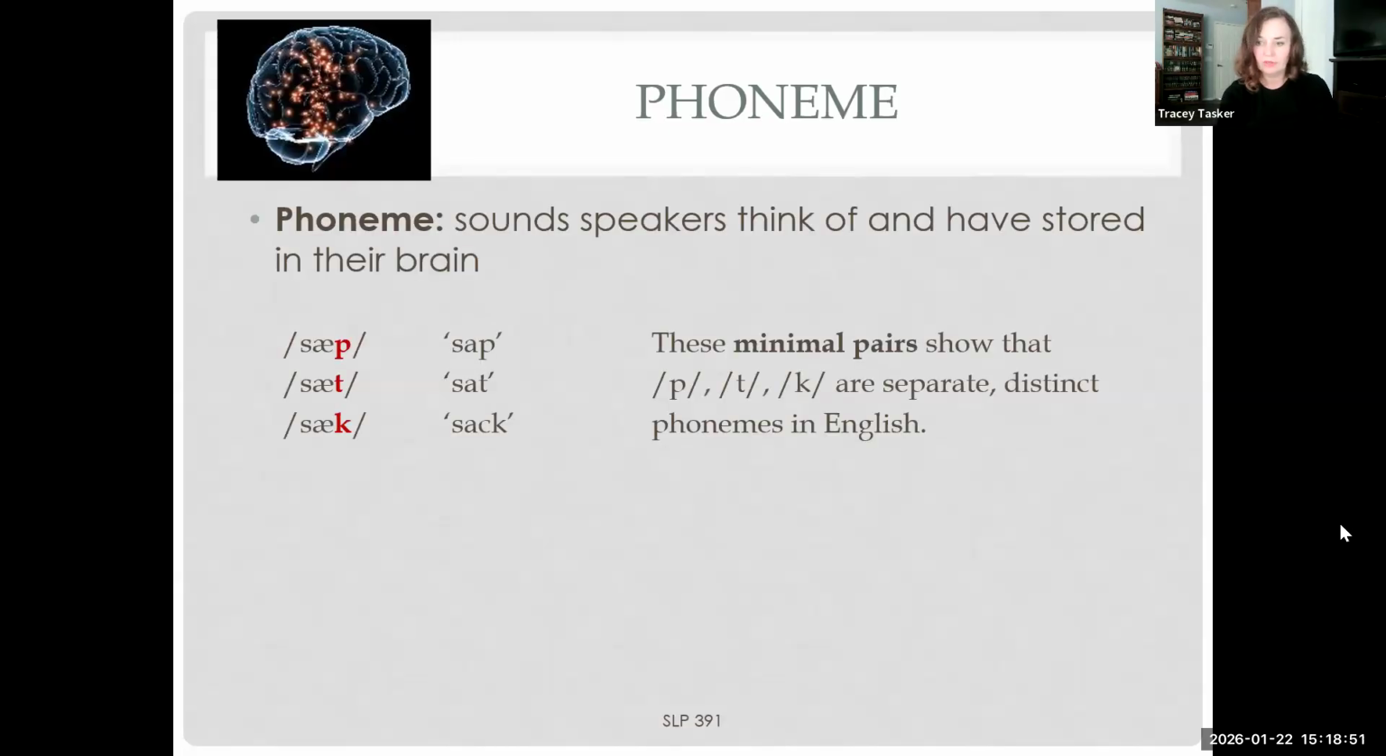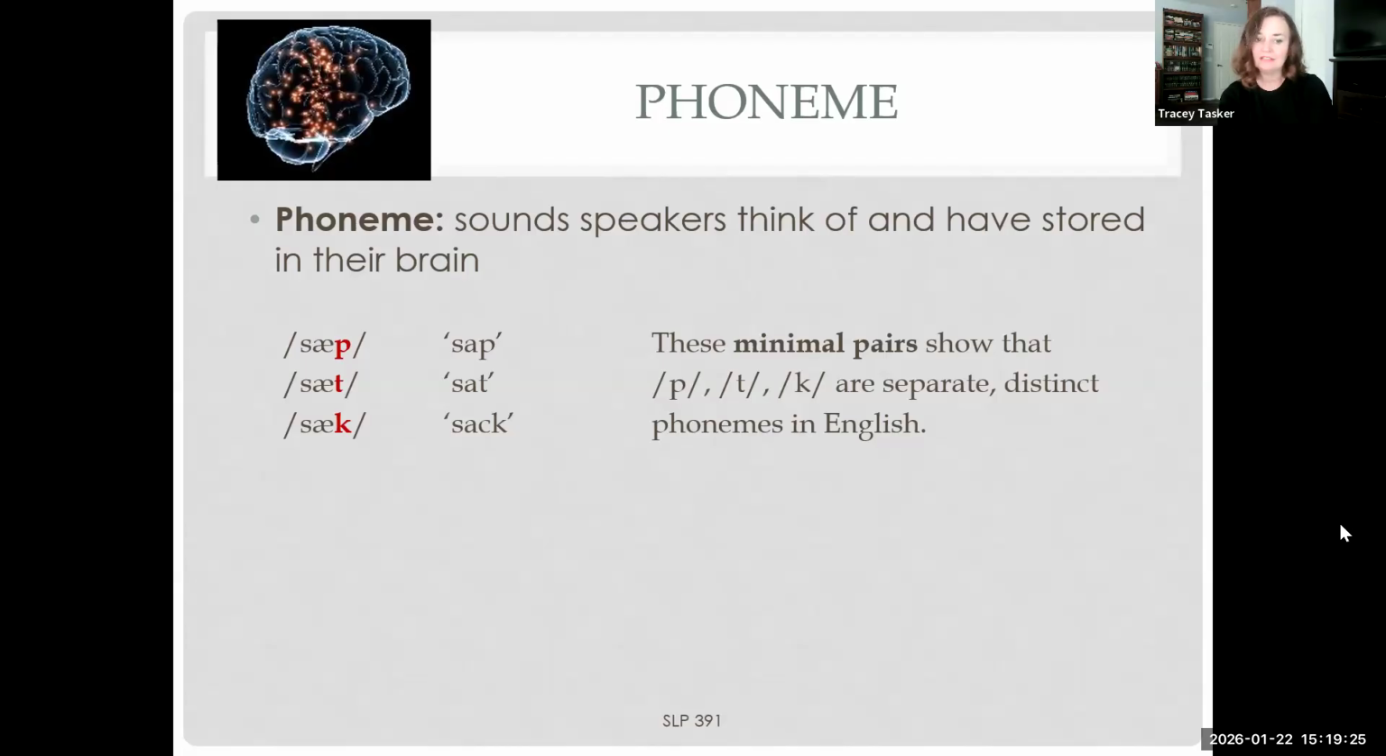So we talked about morphemes. Now we're going to talk about phonemes. Okay, so a phoneme is a sound. And this is what we think of and have stored in our brains. So when we hear the word sap, there are three phonemes in that word. So there's the s, a, and p. Those are the three sounds. So phoneme is just another word for sound. Okay.